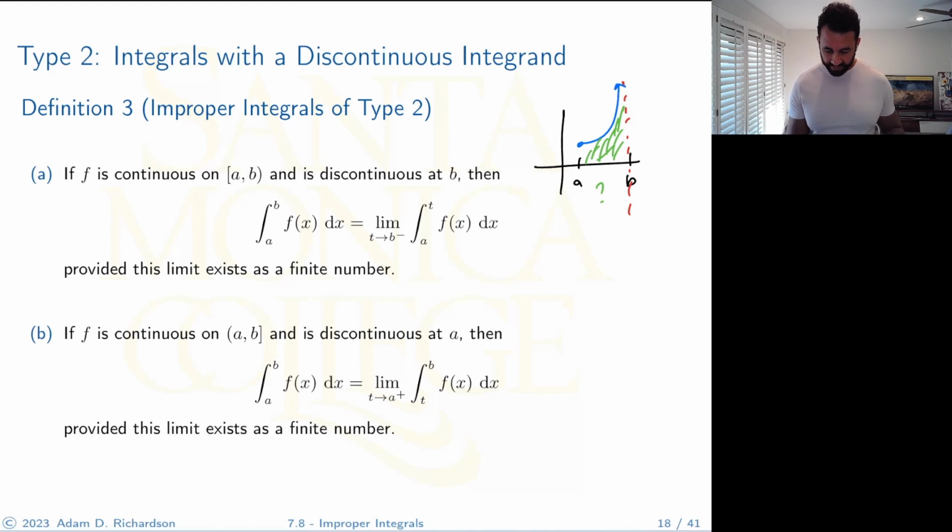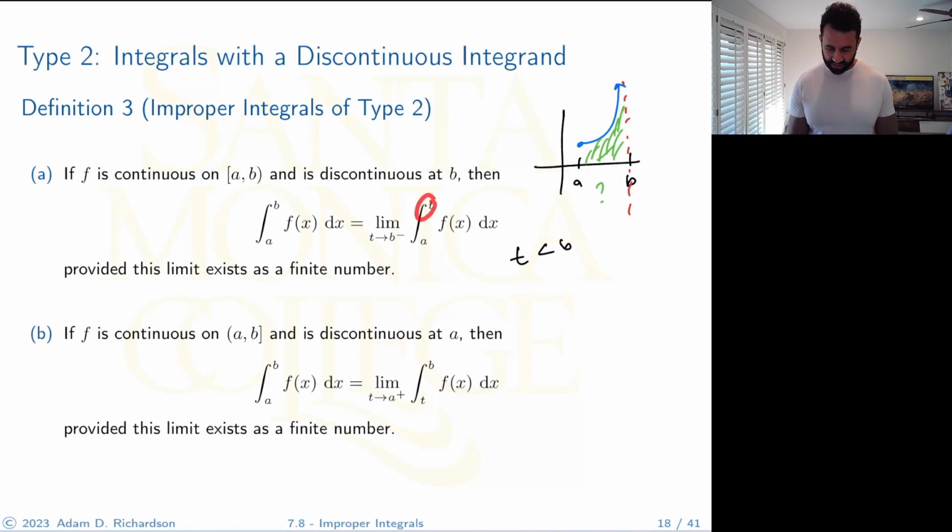Here, we're instead going to choose t to be any number that is less than b. I probably should have written that in here. Hold on a sec. I'll say this, t is less than b. There we go. And we're going to look at the limit as t approaches b from the left. So we're basically going this way with our limit.